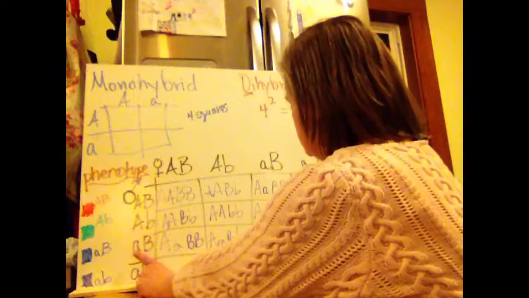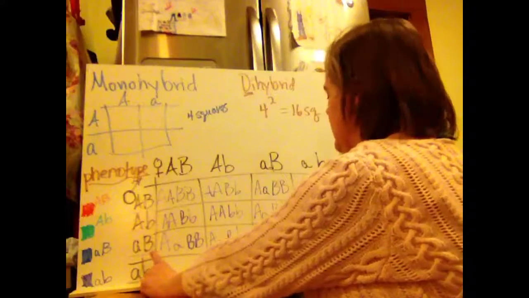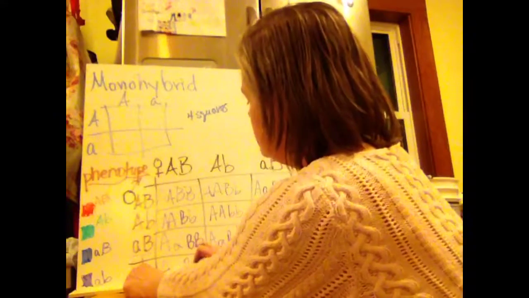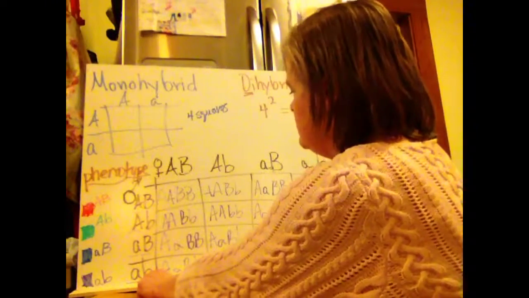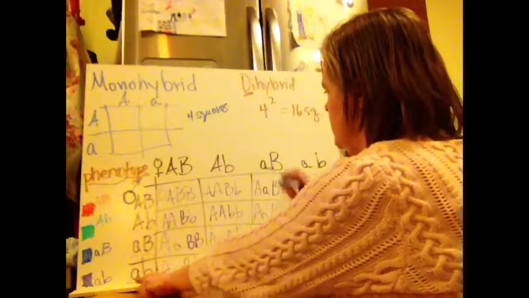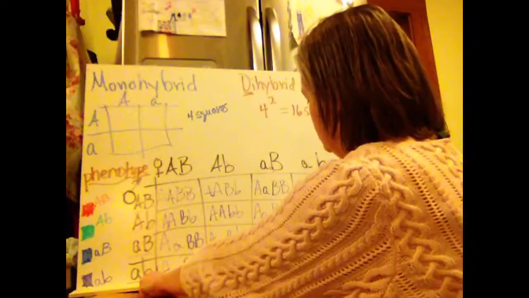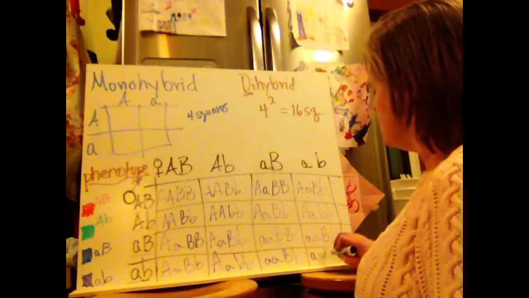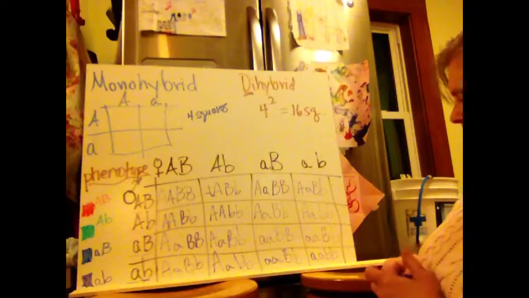Recessive a, dominant B, recessive a, dominant and recessive b. Here we have a heterozygous condition for A and B. Heterozygous for A, recessive for b, recessive for a, heterozygous for B, and here you have double recessive. Have a look at that.